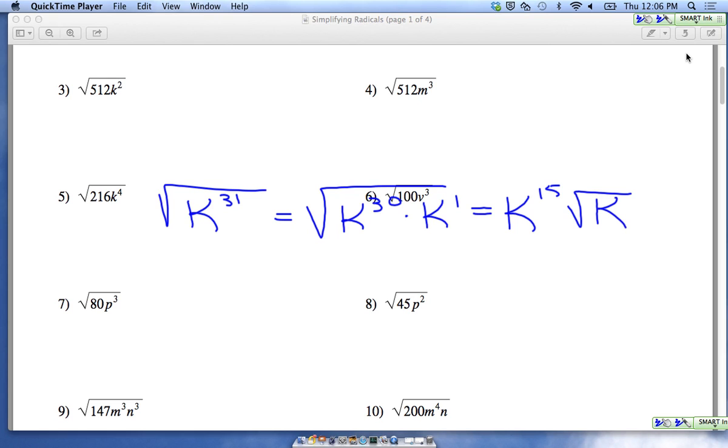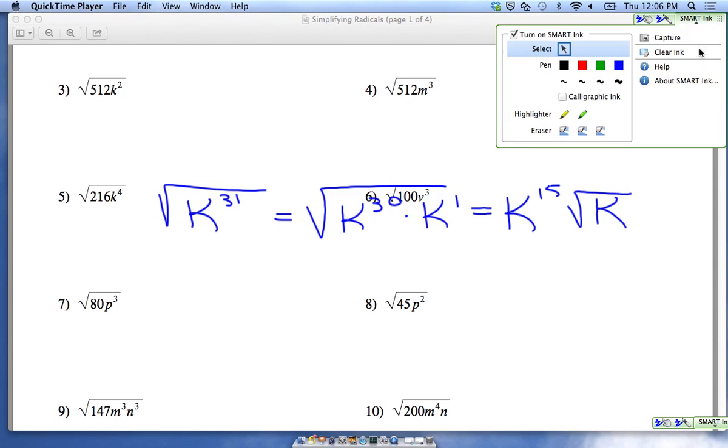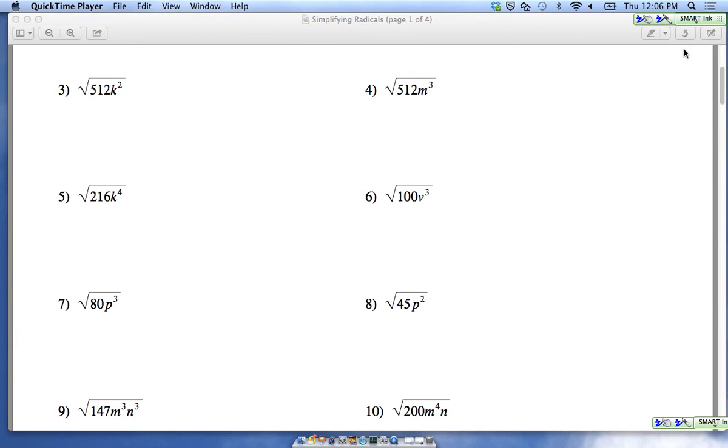So now let's go back to the handout and practice a few of these together with numbers to get you more comfortable with this. Number three is 256, which is a perfect square, times k squared, which is a perfect square because the power of 2 is an even number, times 2.